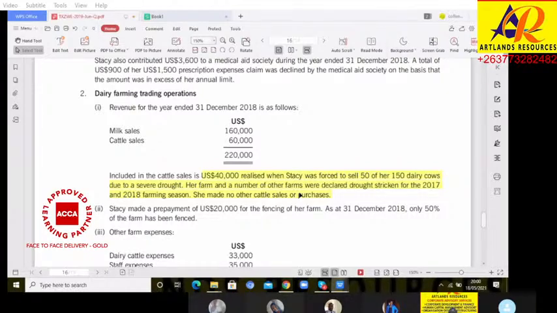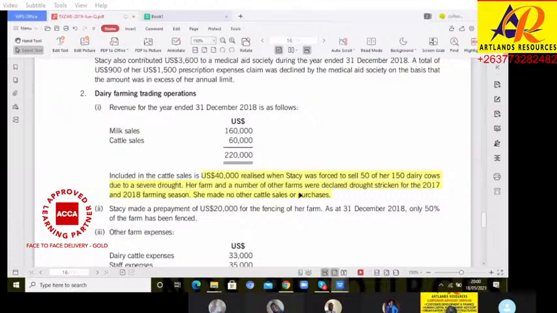spread over 3 years. The taxable income arising from the forced sale of cattle is spread over 3 years. So she is eligible for drought sales relief, and there is another relief, the restocking allowance.